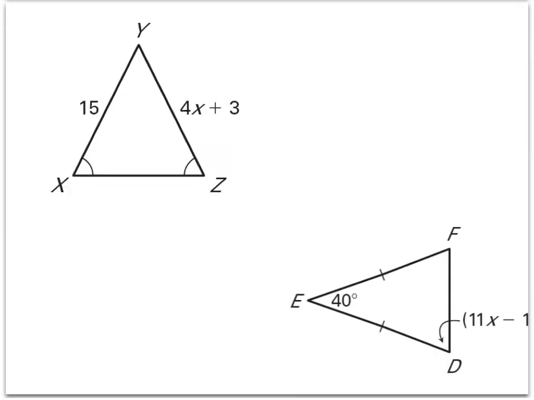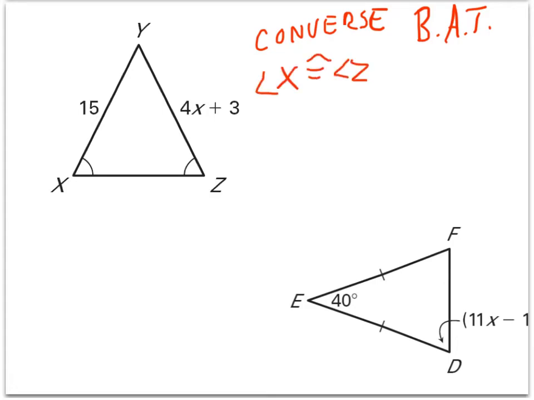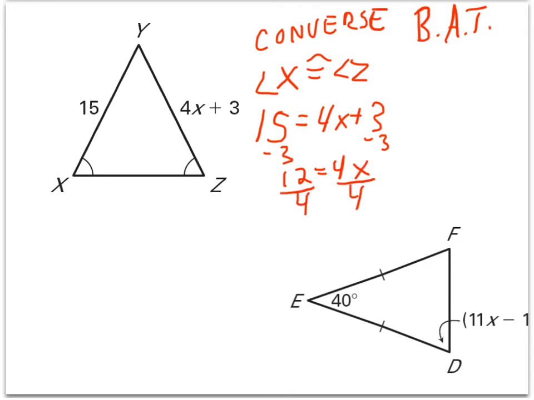In these next two examples, I'm going to apply the theorems that we've already learned. So here we have two congruent angles, and using the converse of the base angles theorem, so I'll just write converse of BAT, base angles theorem. If we have that angle X is congruent to angle Z, we can say that 15 is equal to 4x plus 3. Solving for x, of course, we have to subtract 3 from both sides. We get 12 is equal to 4x. Divide by 4 to clear that coefficient. And x is equal to 3.